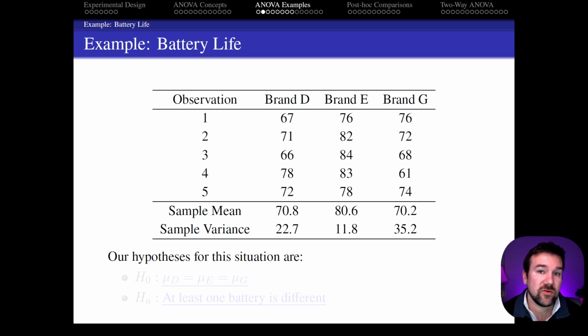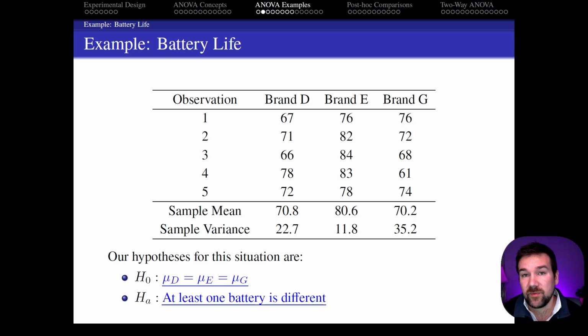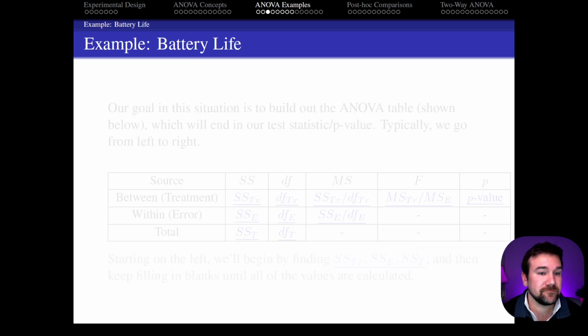So for this situation, our null hypothesis would be that the mean of brand D, the mean of brand E, and the mean of brand G, the mean number of hours that the batteries last in these products, are all the same. Our alternative hypothesis is that at least one battery brand has an average that's different than at least one other battery brand.